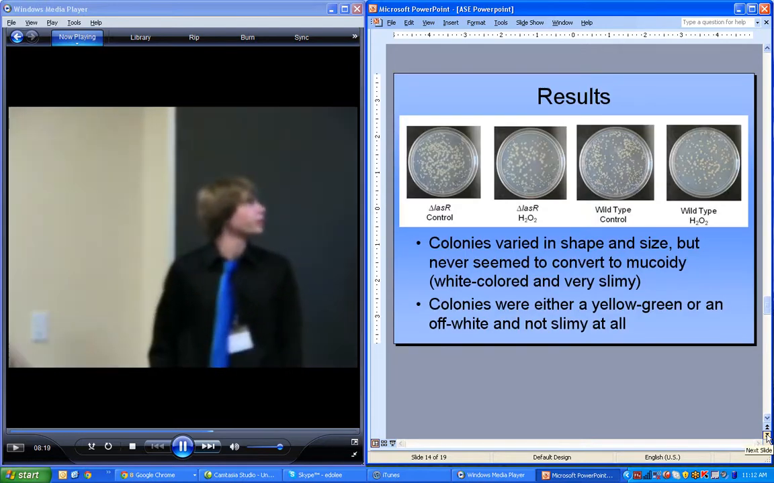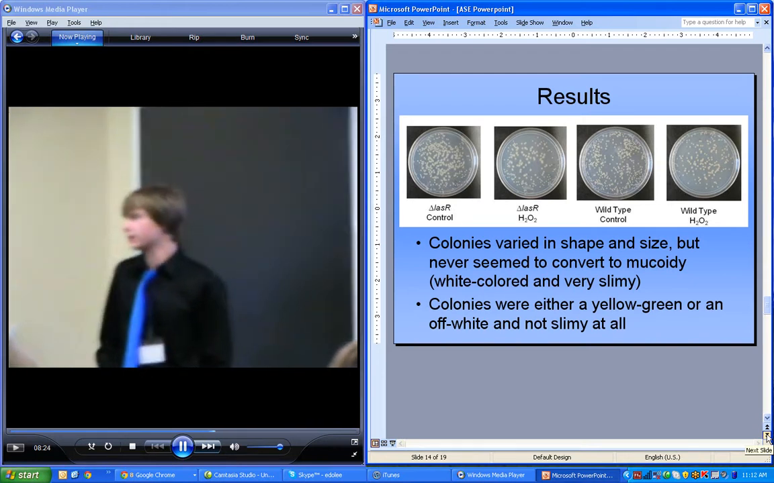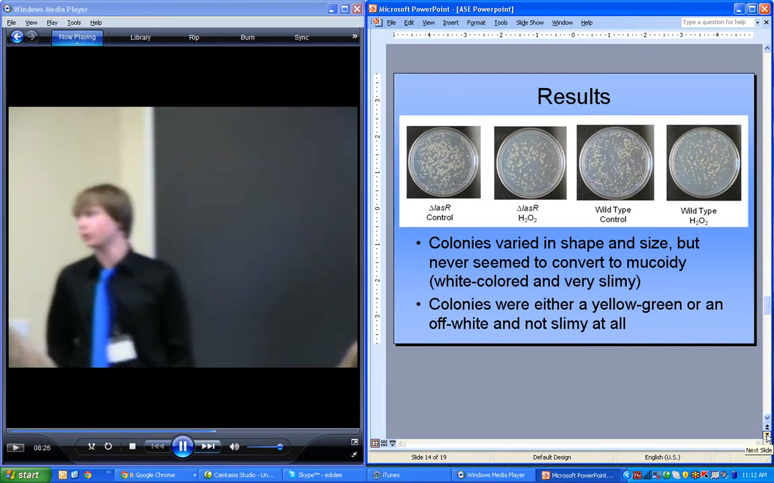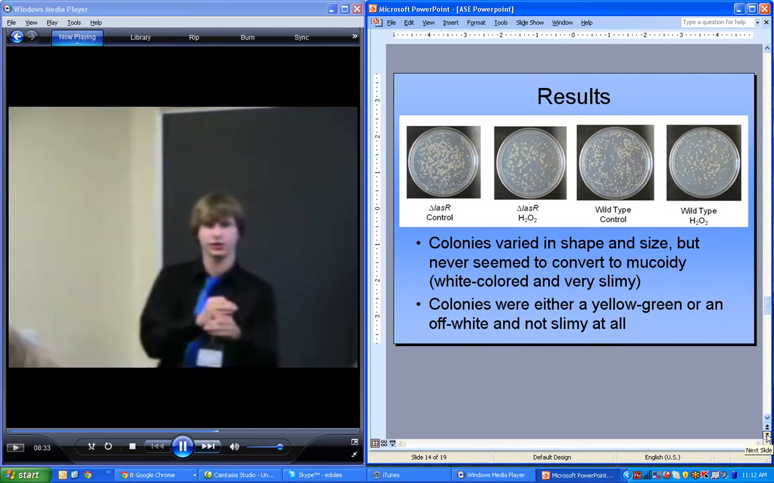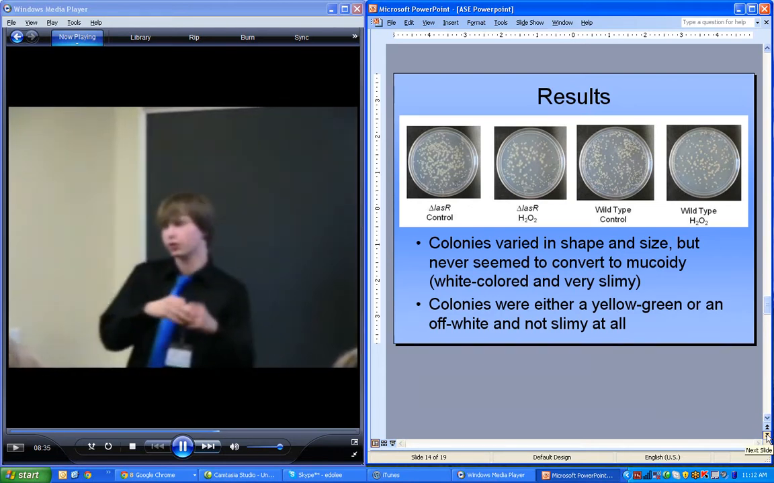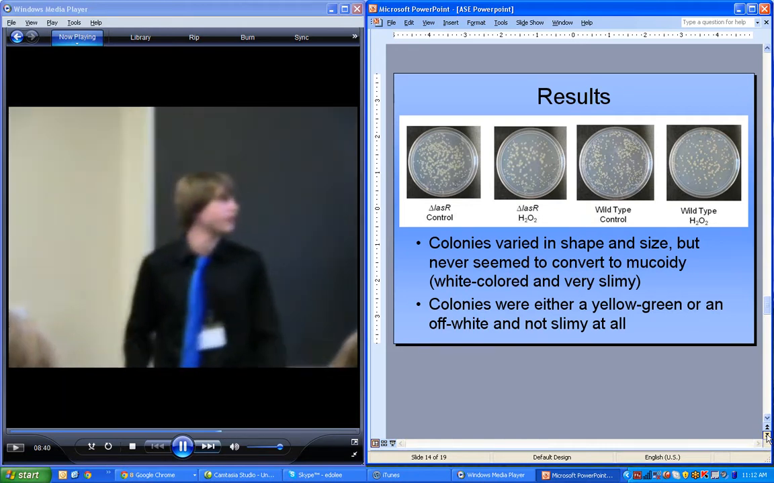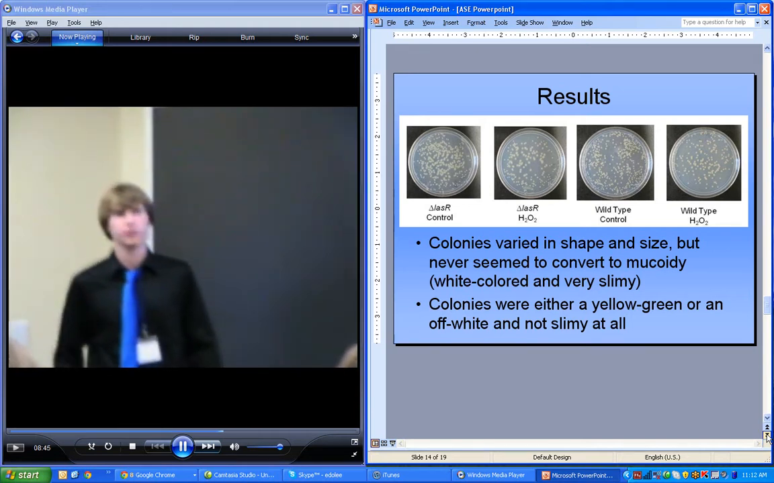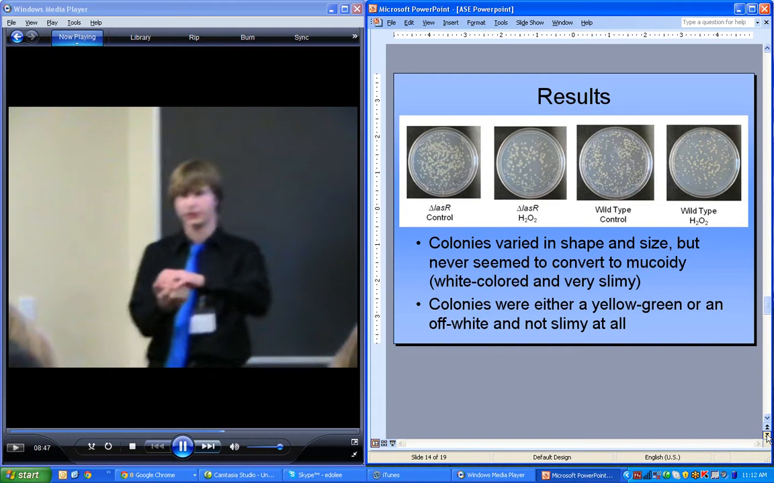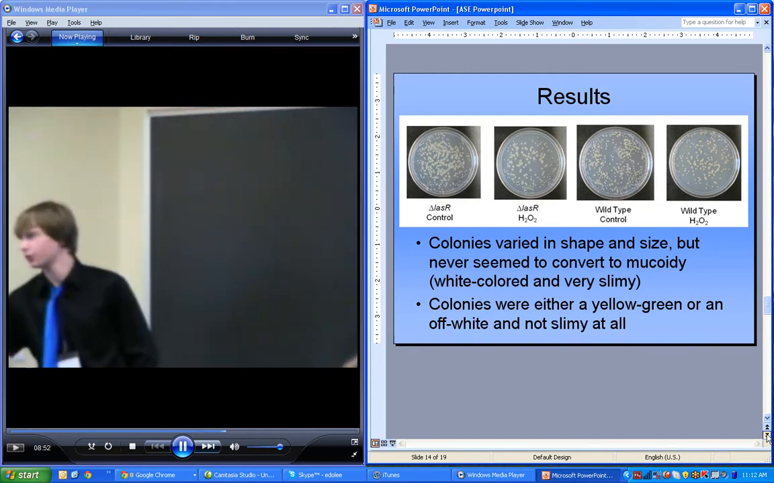And my results were that although the colonies varied in shape and size, sometimes dramatically, they never seemed to convert to mucoidy. Mucoidy has more of a white and slimy phenotype, and sometimes, when the colonies are in close proximity to one another, they will sort of bind together almost, but we never saw that in the bacteria colonies I studied, and they were either yellow-green or an off-white, and they weren't slimy at all. One of the ways you can tell if they're slimy is you can take the lid off of the petri dish and sort of move it around under the light, but nothing really happened.